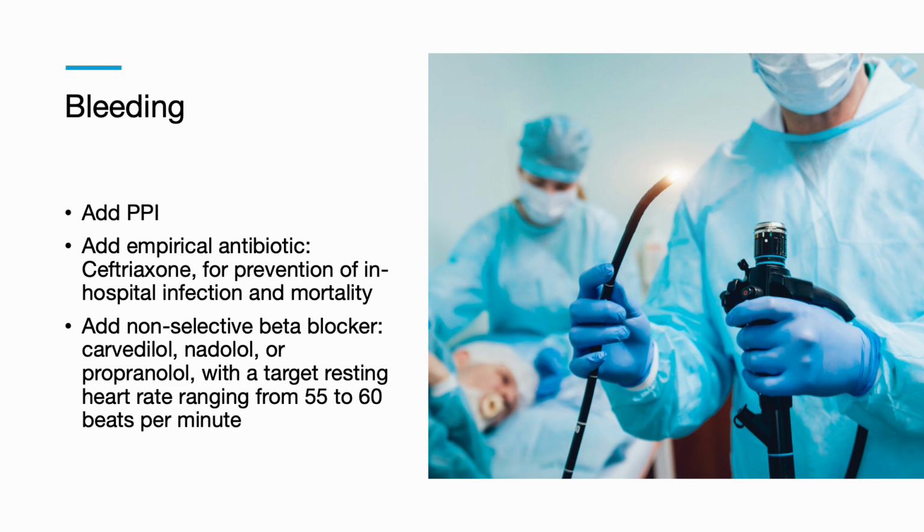Once a patient has experienced and recovered from an acute variceal bleed, secondary prevention with non-selective beta blockers such as propranolol, carvedilol, and nadolol should be considered. The target resting heart rate for these medications should be between 55 and 60 beats per minute.